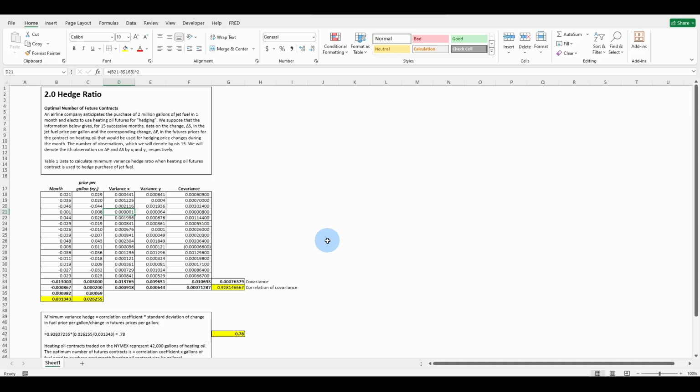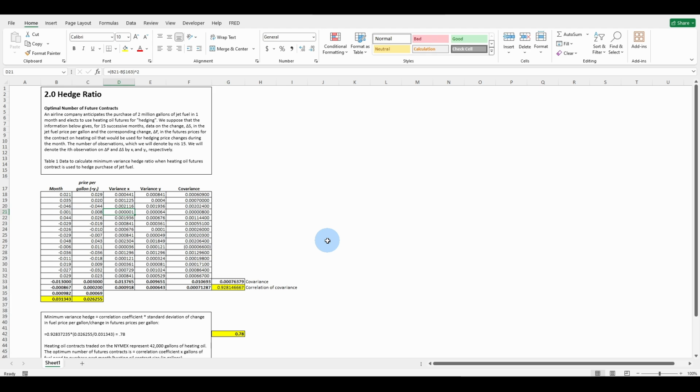We're looking at this hedging. The first question you're going to ask is, why heating oil? This makes no sense, but there are no jet fuel futures contracts. So you have to do a little substitution and find some correlation. We'll get into that later, but let's just focus on hedge ratio.